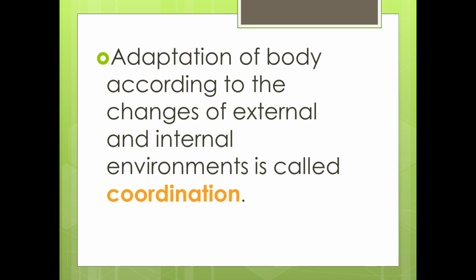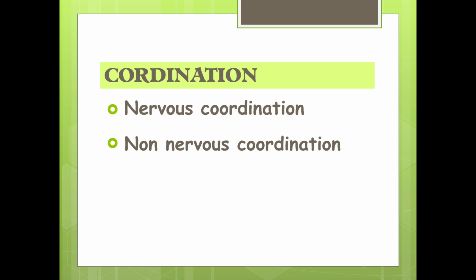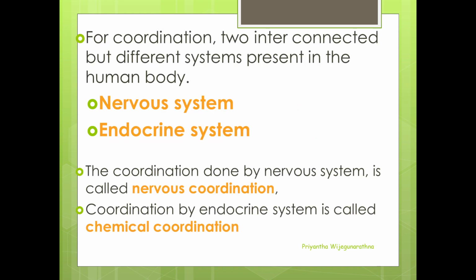In animals, the coordination occurs in two ways. One such is nervous coordination or the electrical coordination. The other method is non-nervous coordination or the chemical coordination. Nervous coordination and non-nervous coordination. Electrical coordination and chemical coordination.